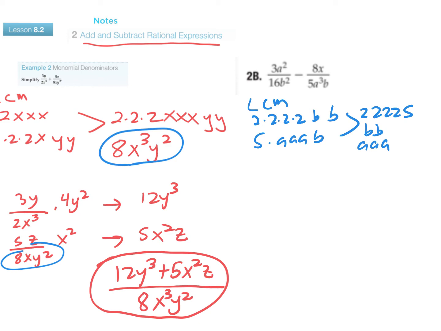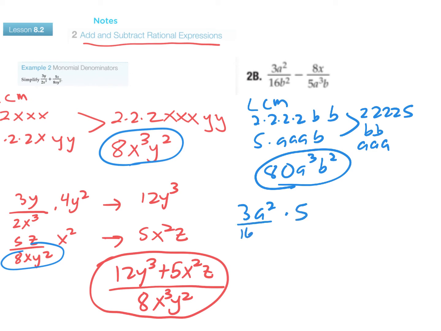So if I put them all together, 16 times 5, which is 80. So I have 80 a cubed b squared. So there's my lowest common multiple. So now all I have to do is see what's missing between 80 and 16. And when I mean missing, divide. If I divide 80 by 16, what do I have? Well, I'm missing a 5. So I have my 3a. I'm going to multiply it by 5, and here's my denominator.